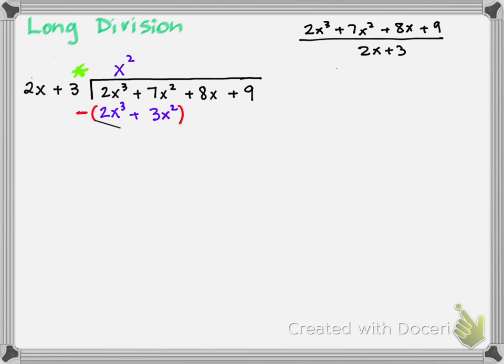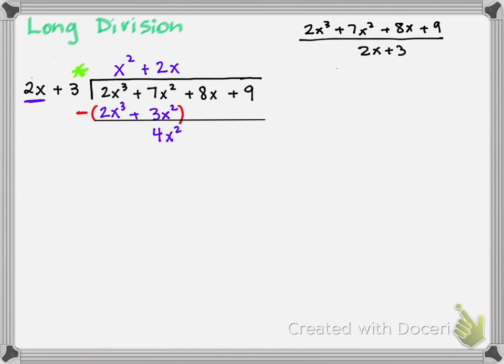Notice why I do a red pen now. With numbers, it was a little easier, but with letters, it is helpful to understand we're subtracting away the whole thing. So here we have 2x cubed minus 2x cubed gives you no x cubes. We have 7x squared minus 3x squared gives you 4x squared. From here, you ask yourself, how many times does 2x, the outside number, go into 4x squared? Well, that's going to be a positive 2x times.